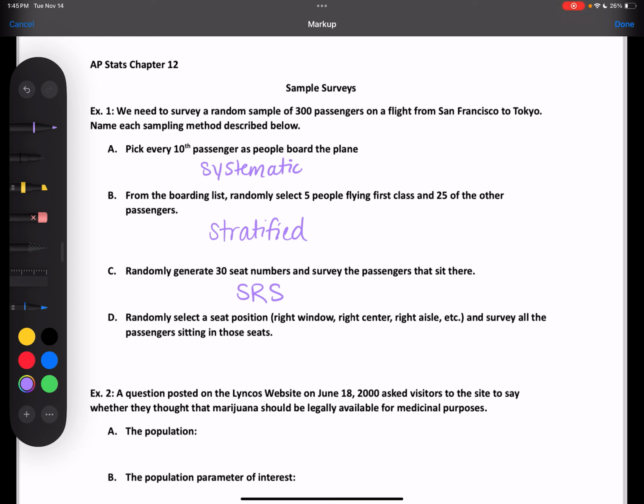Randomly select a seat position, for example, right window, right center, right aisle, etc., and survey all the passengers sitting in those seats. Cluster.